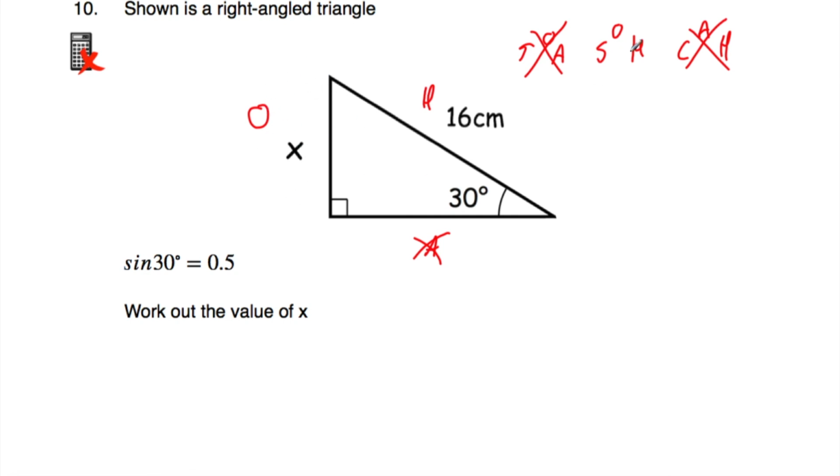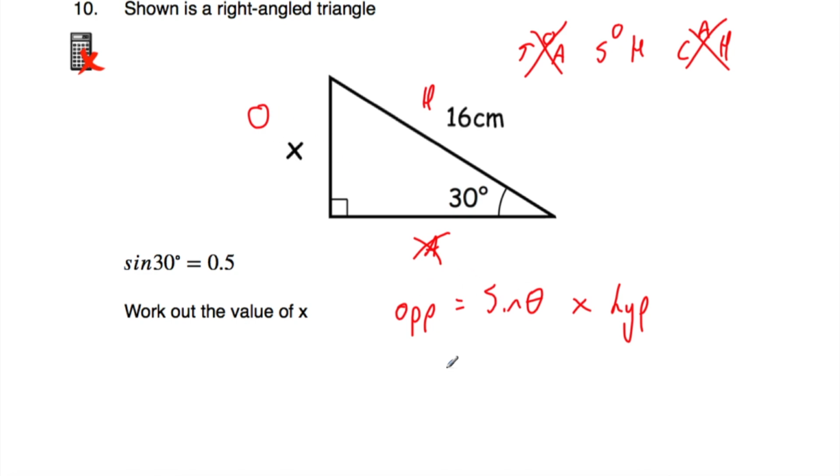X is the opposite. So if we go back up to our triangle and cover up the O, we get the opposite is equal to the sine of the angle multiplied by the hypotenuse. So let's write that down. The opposite is equal to the sine of the angle, so sine theta multiplied by the hypotenuse. So that's just covering up the O and doing the sine of the angle multiplied by the hypotenuse, and I've just written that down. So let's substitute what we've got.